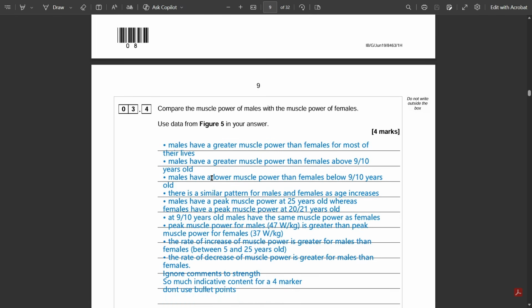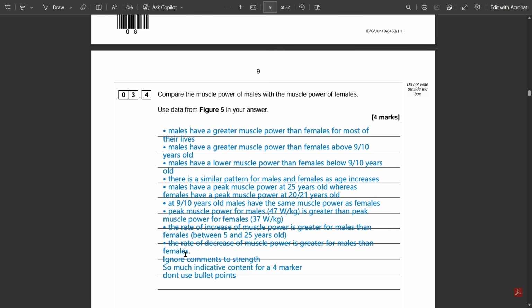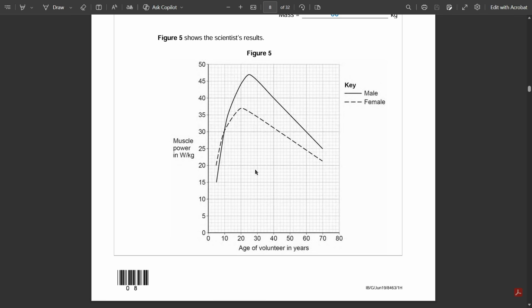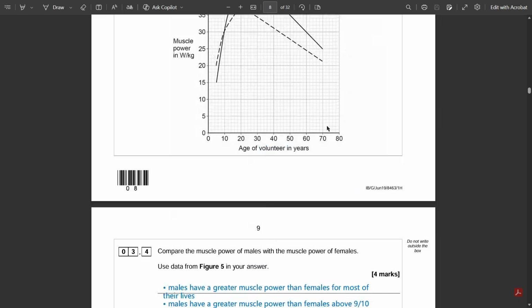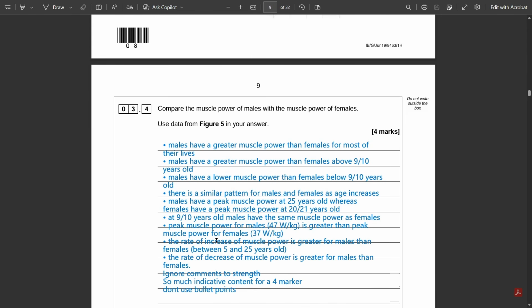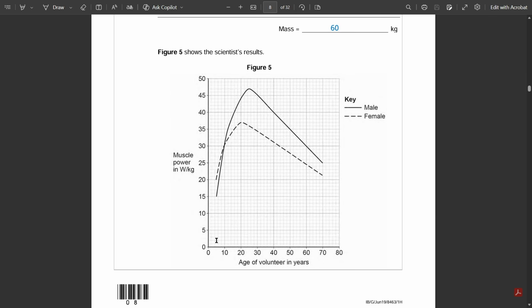This is a levelled answer, but there's so many different things you could talk about. I've just included all of them. If you want to pause and read these, it would be a good use of your time, talking about all the different things you could analyze from this data, like females being higher earlier on, men being higher for a prolonged period of time, women having a slightly earlier drop-off, men having a lot later drop-off, them slowly coming together at the end. But the important thing is, you need to ignore comments about strength. Once again, a GCSE PE thing, strength and power.